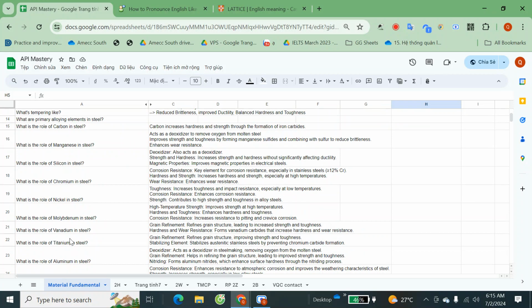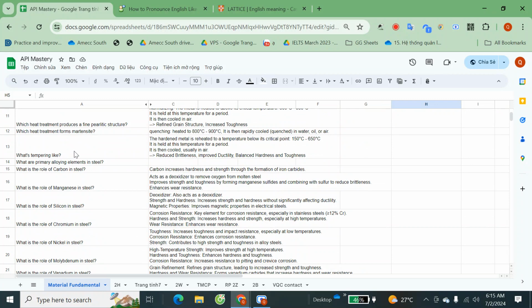What's tempering like? The hardened metal is reheated to a temperature below its critical point, 150 to 650 degrees Celsius. It is held at this temperature for a period. It is then cooled, usually in air. The result is reduced brittleness, improved ductility, balanced hardness and toughness.